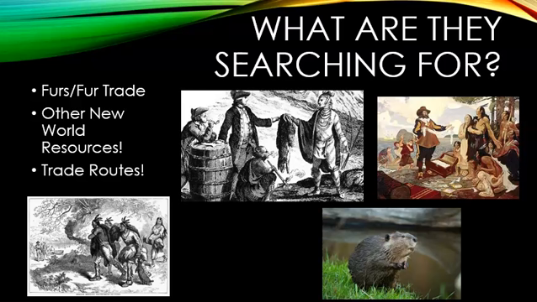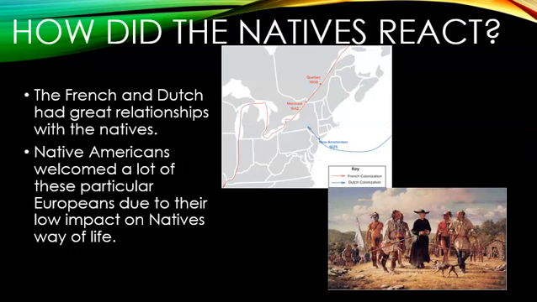Moving forward. How did the natives react? Well, the French and the Dutch had great relationships with the natives. Really, really good ones. Natives welcomed a lot of these particular Europeans into their societies, intermarriage. Low impact on natives' lives. Native lives didn't change that much because, one, the Europeans didn't want them to, those Europeans. And two, because they were cool with these people. It was all Gucci. It was all awesome.